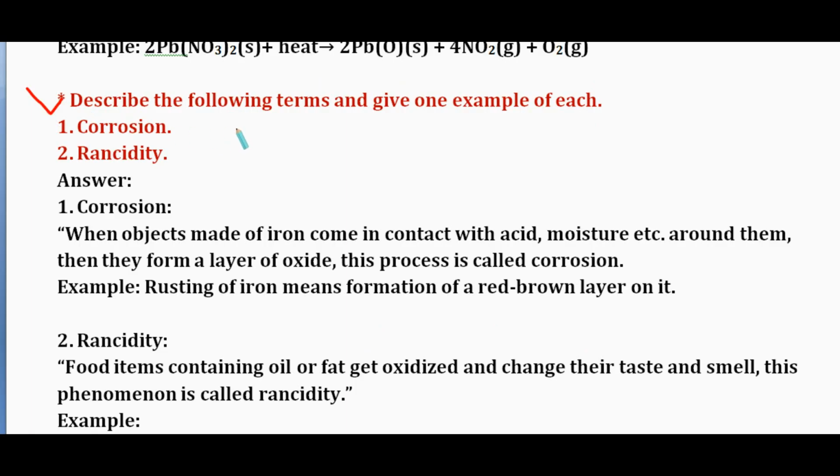Next question, describe the following terms and give one example of each. This is corrosion and rancidity. Answers, corrosion. When objects made of iron come in contact with acid, moisture, etc. around them, then they form a layer of oxide. This process is called corrosion. Example, rusting of iron means formation of a red-brown layer on it. It is an example of corrosion.